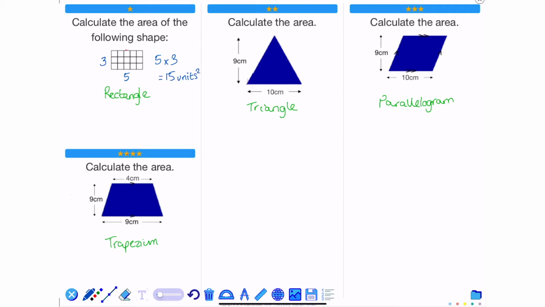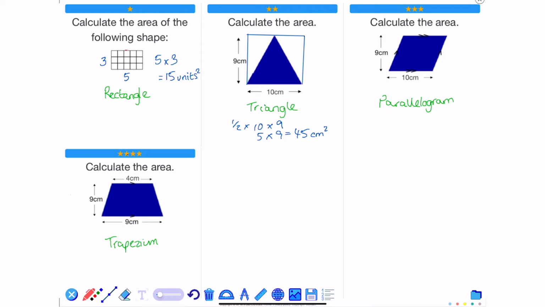For the area of a triangle, the area is exactly half of the rectangle drawn around it. So 10 times by 9 and then half of that answer will give me a half of 10 is 5 and 5 times by 9 is 45. Because this was measured in centimetres, the units will be centimetre squared.